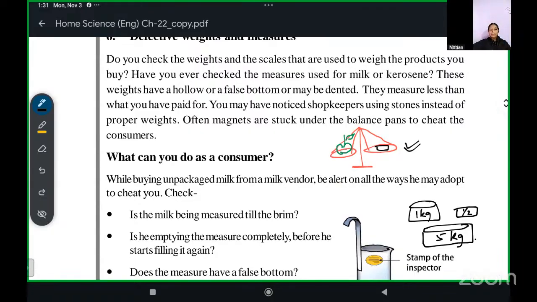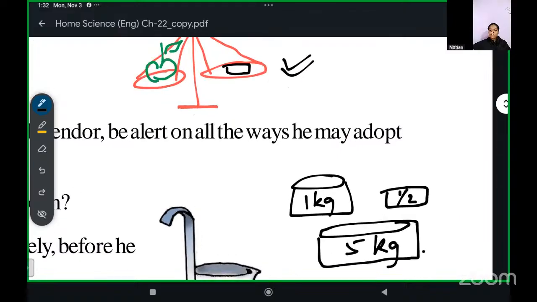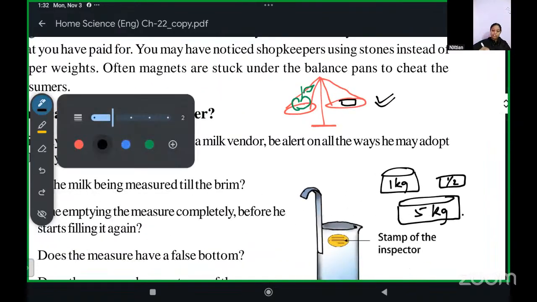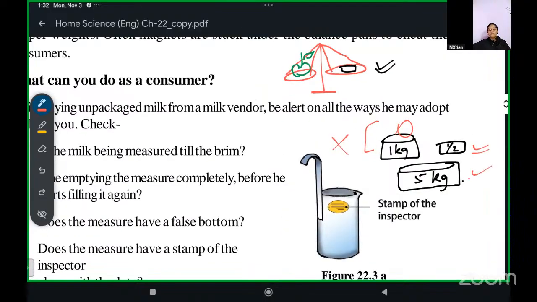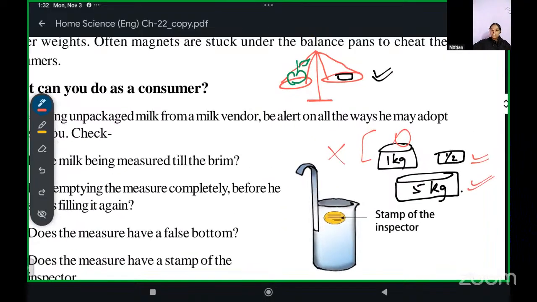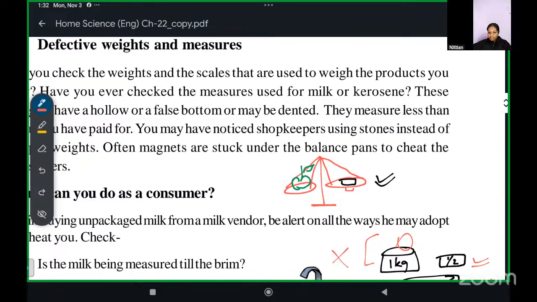Sometimes what happens is that suppose I have to buy 1.5 kg. They don't have the half-kg weight, so they will put the 1 kg and then put a stone. Do you know if that stone is half a kg or not? No, we don't know, right? So this can be cheating. Or even these weights are not the exact measure, or they put magnets beneath this to make an error in the measurement.